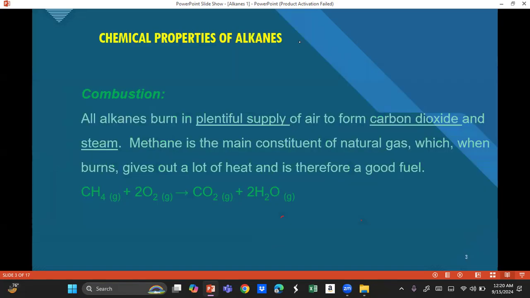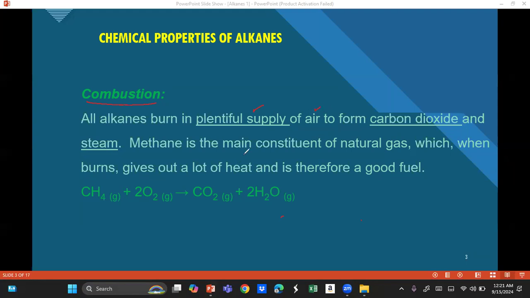Now, chemical properties. Make sure of this: chemical properties of alkanes are very important because they are usually asked in the examination. So the first chemical property of alkanes is combustion. Let's talk about combustion first. Basically, combustion is the burning of fuel, of alkanes. Alkanes are fuels. So when we burn alkanes in excess supply of oxygen, meaning air.